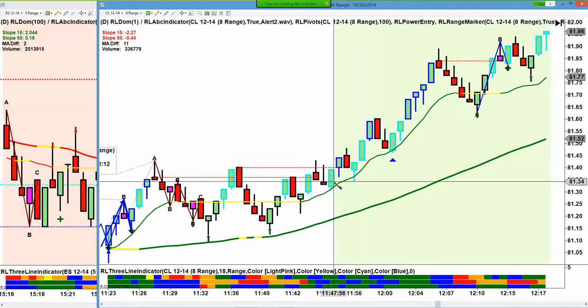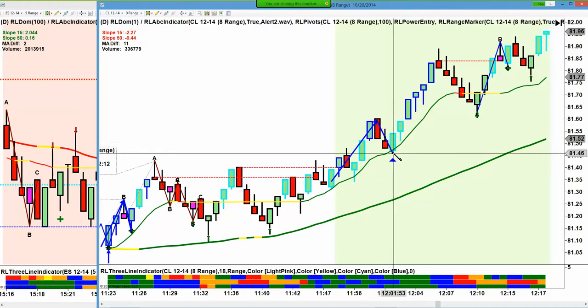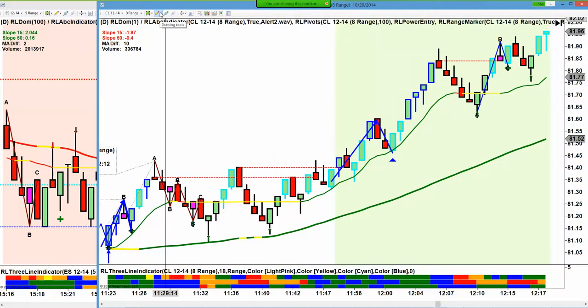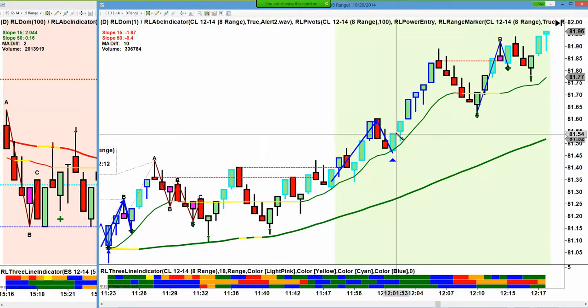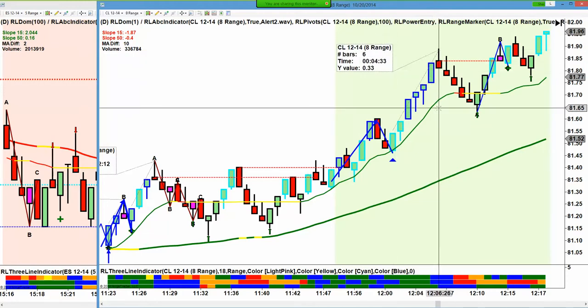Then here we go again. We have the retracement right back into the modified 15. Here's our strategy entry. You notice we're always trend trading. And now we have a 33 tick trade.